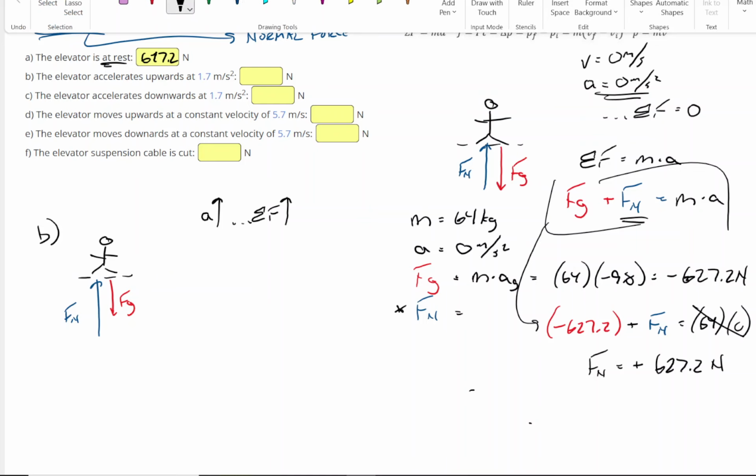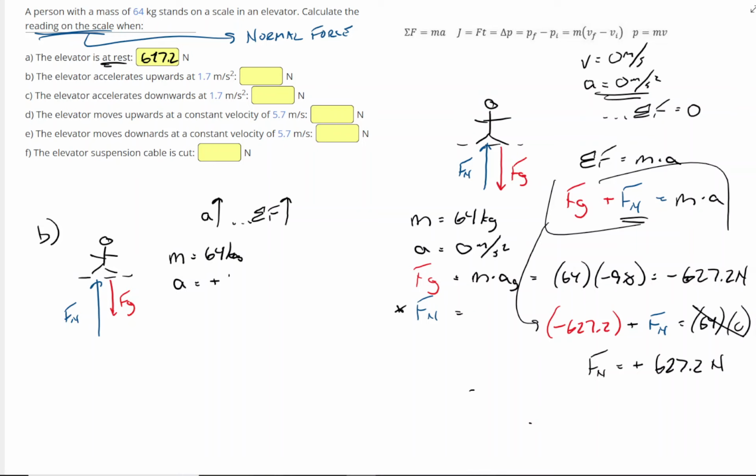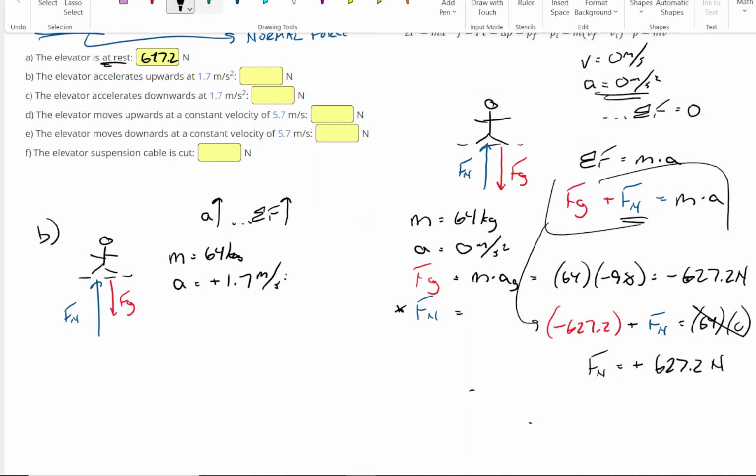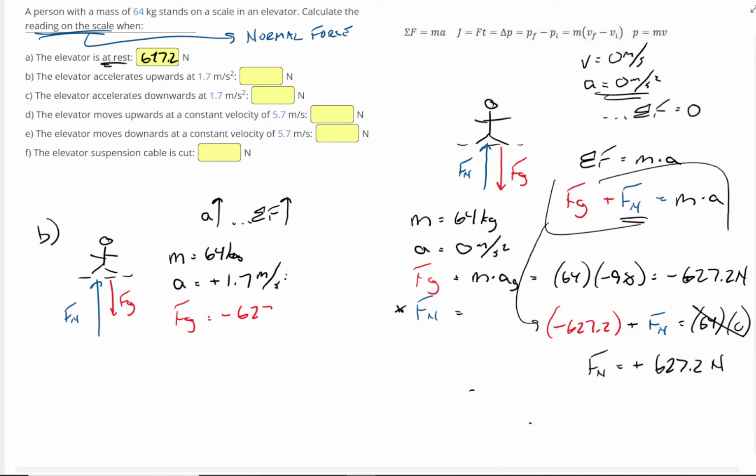So if I was organizing my work, again, I have the same mass of 64 kilograms. But we now have an acceleration upward at 1.7 meters per second squared. Our force due to gravity? Well, we haven't left the planet. It doesn't matter how we're accelerating. It is still downward at 627.4 newtons. And therefore, we better have a new normal force to balance that out, right?